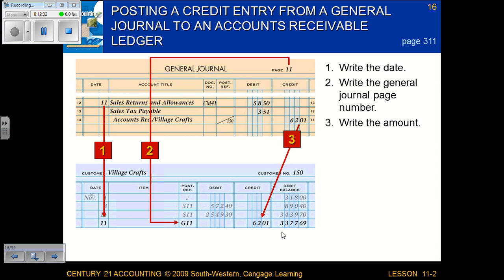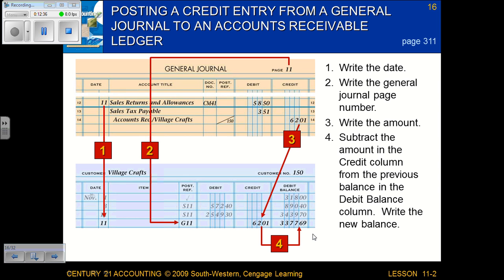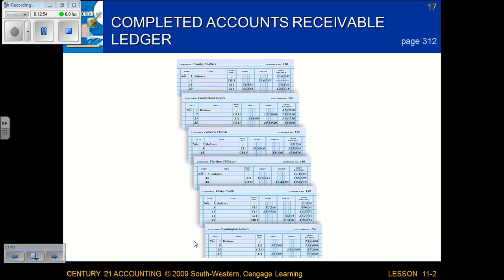And finally, your final step, there's that number coming down. There's the subtraction. We need to go back up and write our customer number 150. It's going to go on the bottom half of that little slash because we're just posting to Village Crafts. The accounts receivable number would go up here on the top half of that little slash. Okay, when you're done, your ledger pages will look like this. This is the same information that you can see on page 312 of your book.